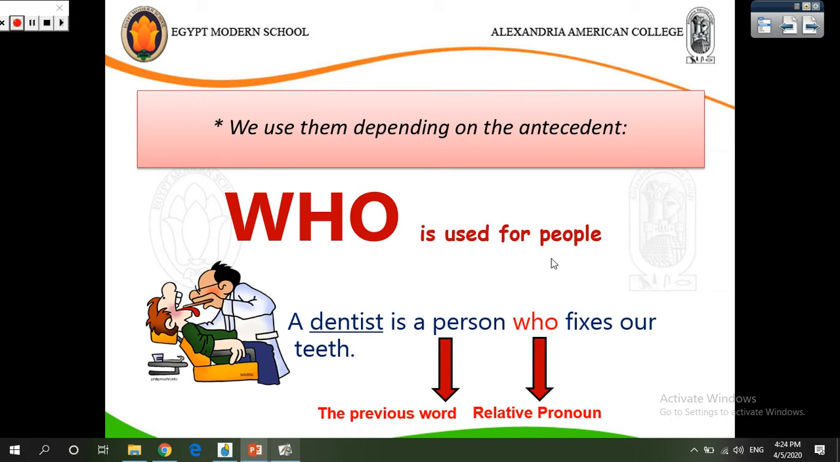Here, the first relative pronoun, who. Who is used for people, of course. A dentist is a person who fixes our teeth. Who is our relative pronoun, and the antecedent, or the word that comes immediately before who, is a person. So we are talking about a person here. That's why we used who.